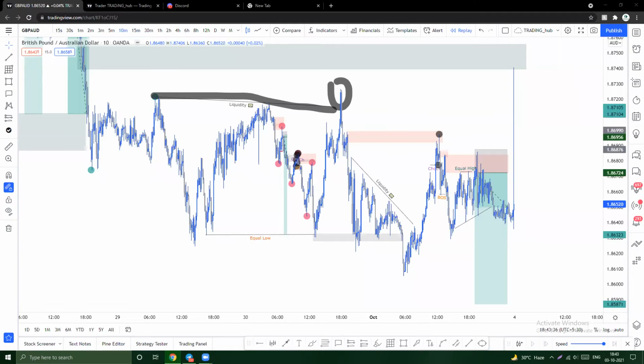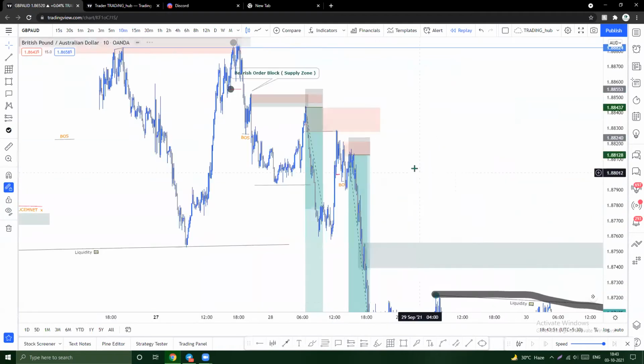We can analyze what an order block is, the order block area, and the refinement area of the supply and demand zone. Actually, it's the last bullish movement. Let me show you an example of an order block.